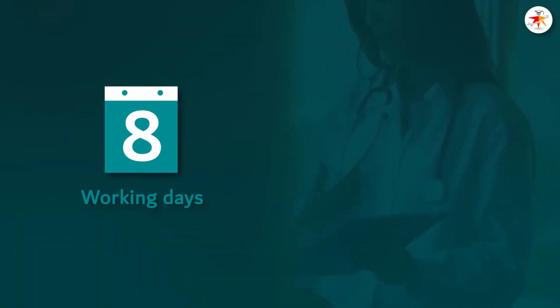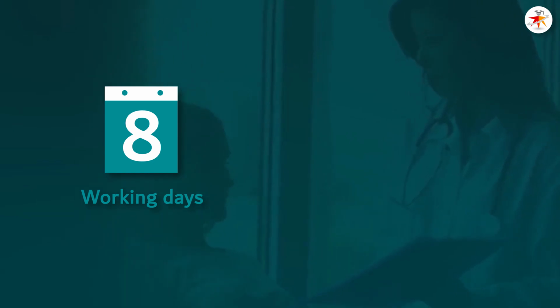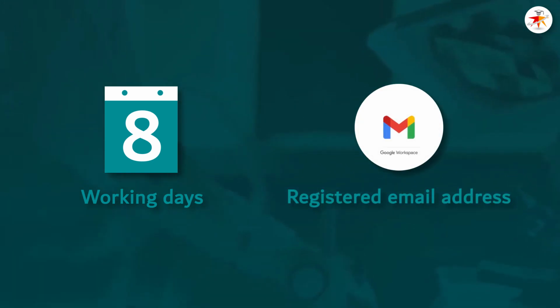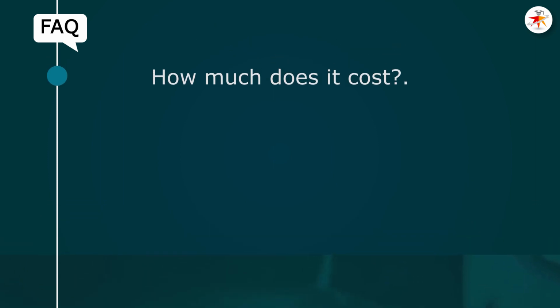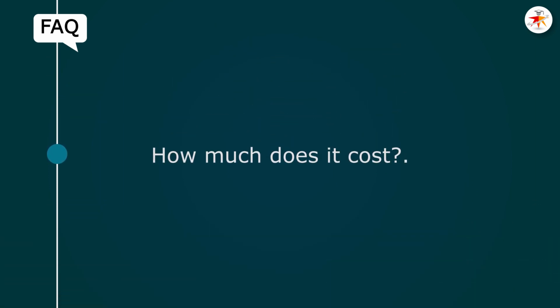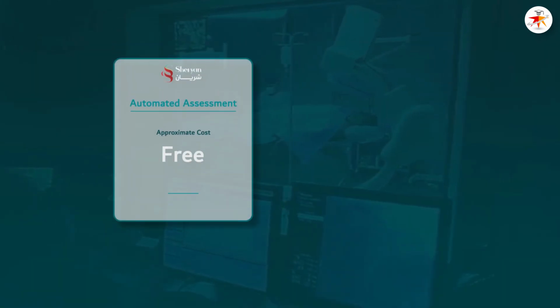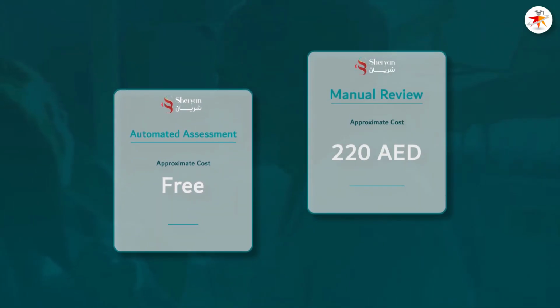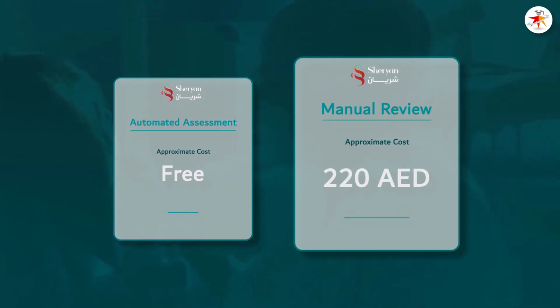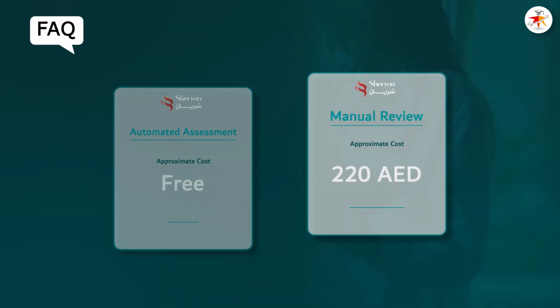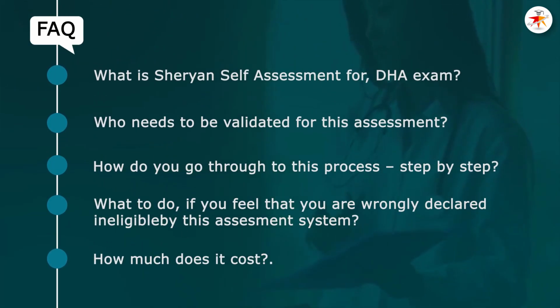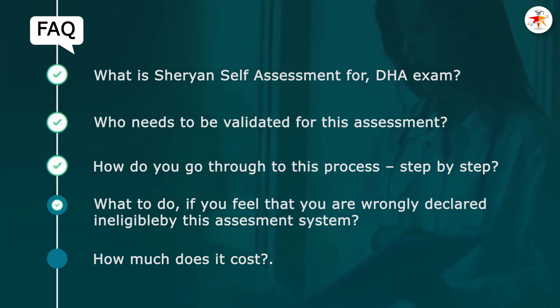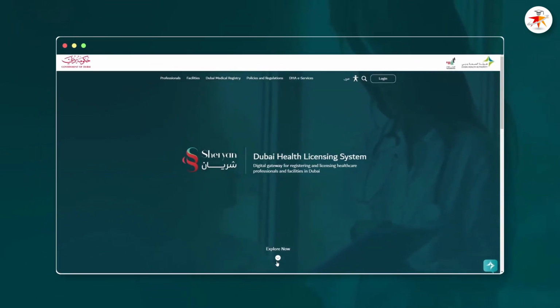Normally, it takes about 8 working days to process your manual application. Keep in touch with your registered email address, because you will be updated on it accordingly. Instant registration eligibility review is free, as you may have noticed, but manual review will cost you 220 United Arab Emirates dirhams. Well, hopefully, this video will clarify many of your questions, and will guide you for the initial DHA eligibility review of your application.